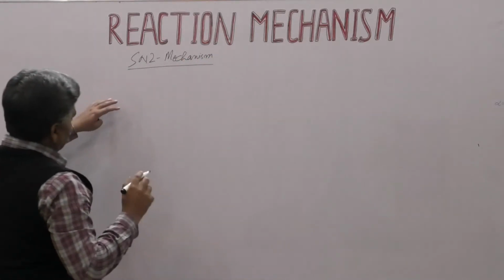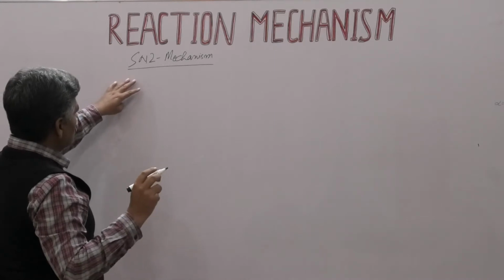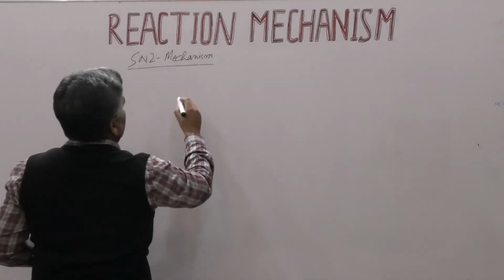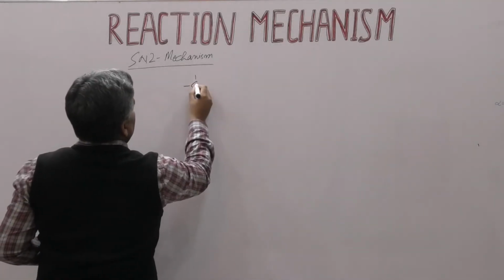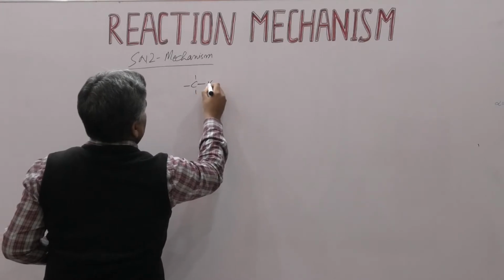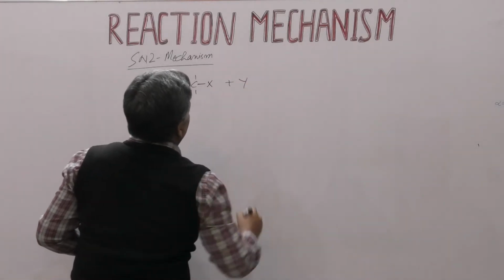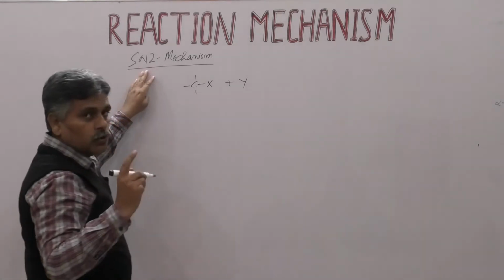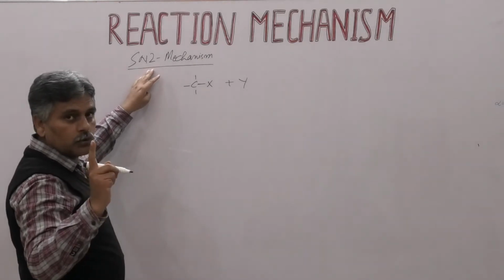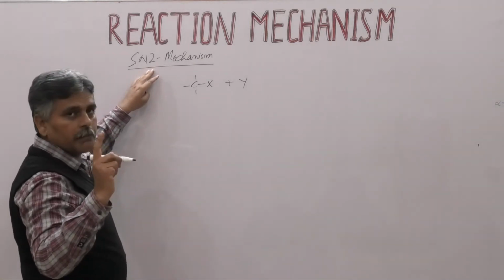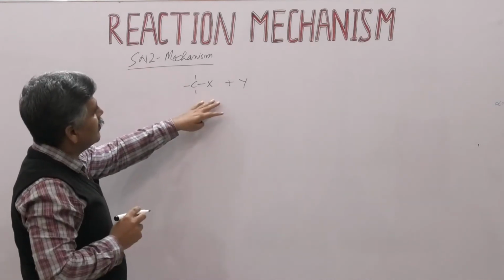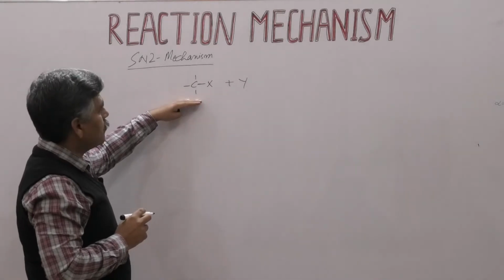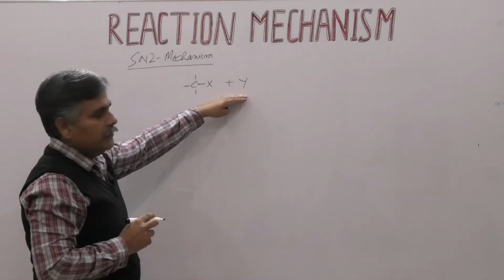In aliphatic nucleophilic substitution reaction, in the general introduction we write the general equation. Suppose we have this substrate, and this Y is the attacking nucleophile. In substitution nucleophilic bimolecular mechanism, this 2 stands for bimolecular. It means the rate determining step involves two molecules. So in this reaction we have two reactants: one is the substrate and the second is the attacking nucleophile.